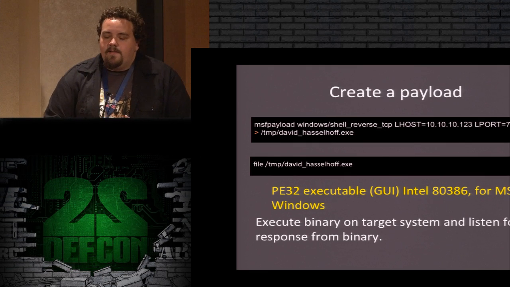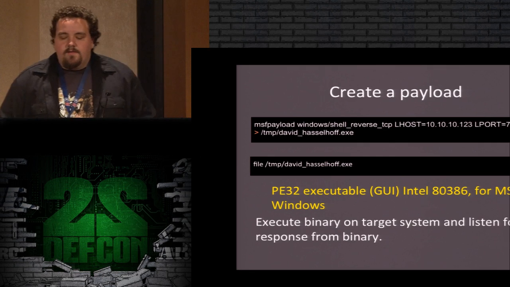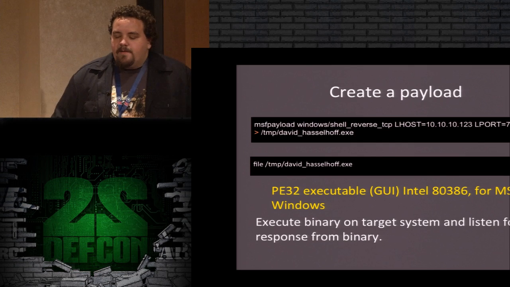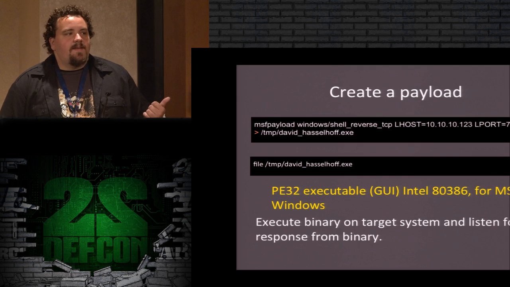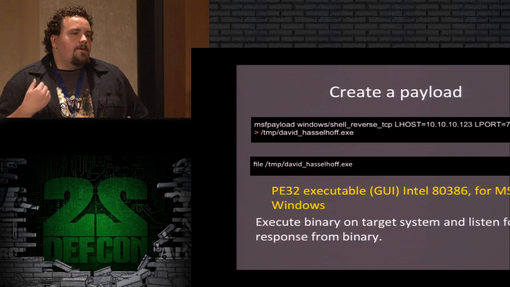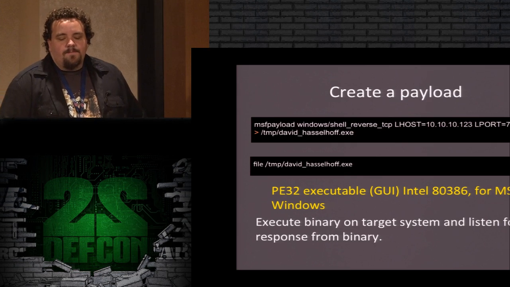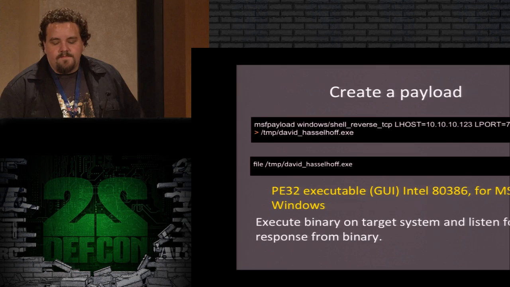So here's the command that we're going to run. We're going to run msfpayload. We're going to use a Windows shell reverse TCP. We set the LHOST. We set the remote port. And so we created our David Hasselhoff exe. And we're going to email that to our victim. Or we're going to either have it available or put it on their system. Be like, hey, I got this great Hasselhoff program you need to check out.